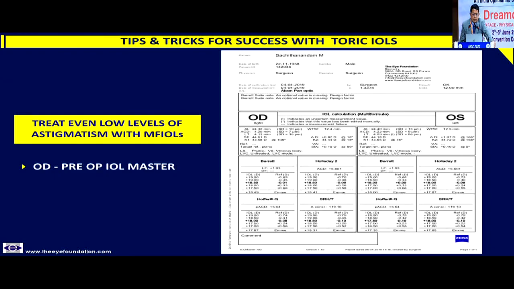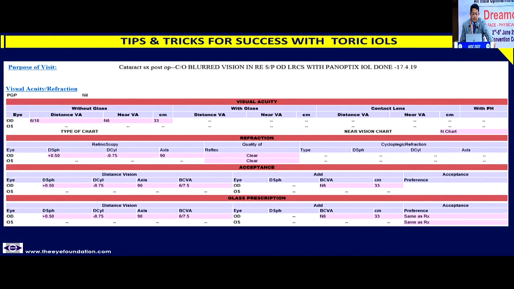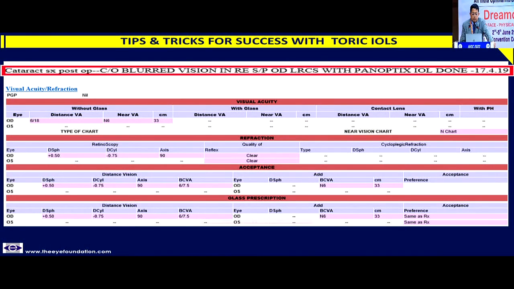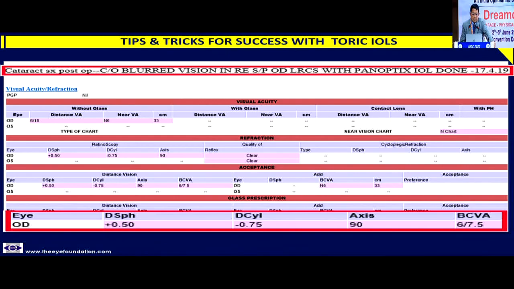Couple of examples. I think it's important that when you're going ahead with multifocal intraocular lenses, even low levels of toricity have to be addressed. This is a case when Panoptix had just come into the market. Panoptix toric was not available. This patient had 0.87 diopters of against the rule astigmatism. We implanted a Panoptix lens expecting excellent results. Patient was very happy as far as near vision was concerned. Distant vision was quite unhappy, about 6/12 vision, and needed a significant astigmatic correction.